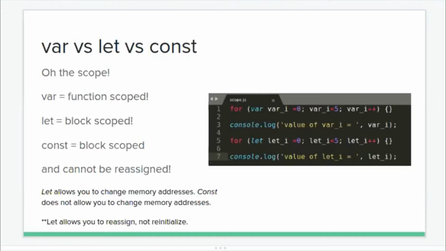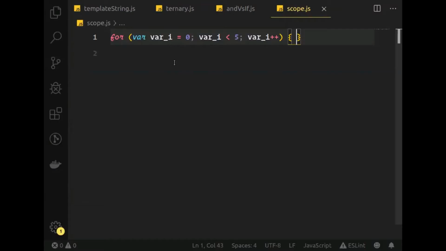Let's get started with the first code today, which is this scope. This is the for loop, and this for loop is the old school for loop. The reason I'm saying it is an old school for loop is because the variable that we are using inside of this loop has been declared using the var keyword, and the var keyword has been there since JavaScript came out.